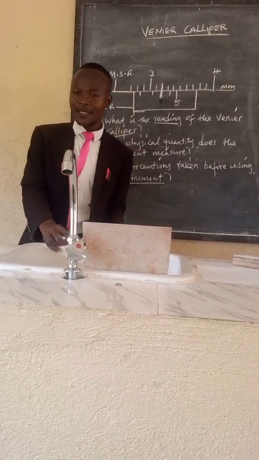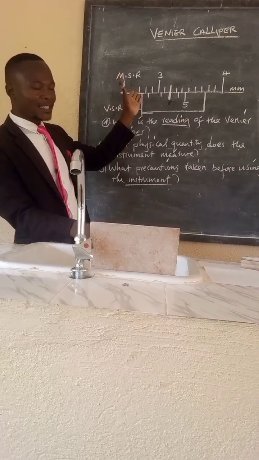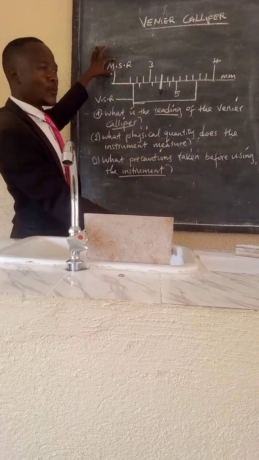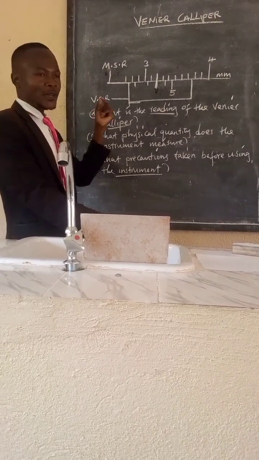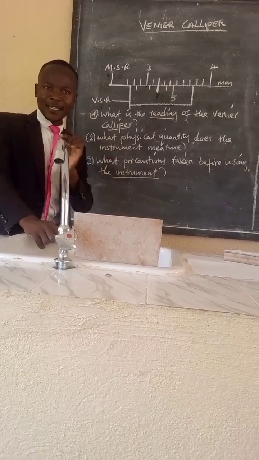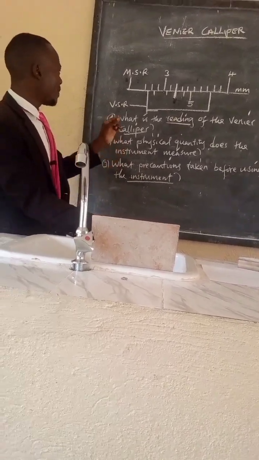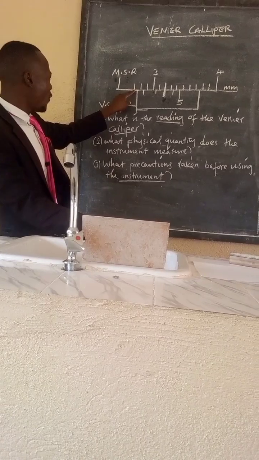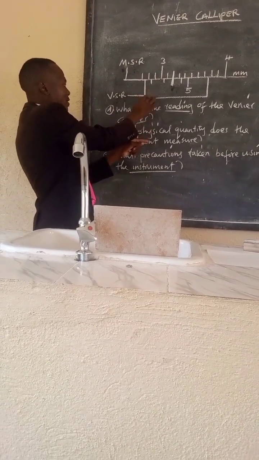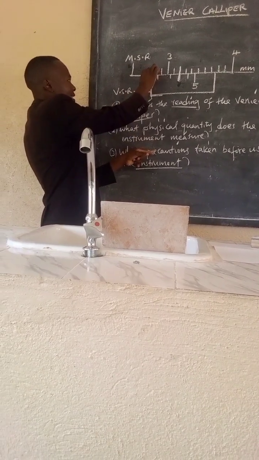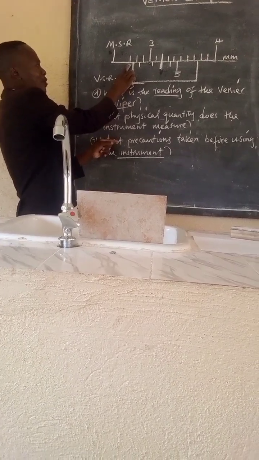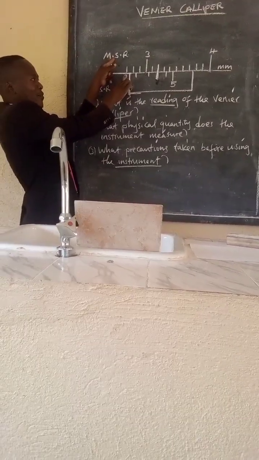You add the reading on the vernier scale and the main scale. So the main scale is the reading which is on top. Now, how do you get the reading on the main scale? We get the reading on the main scale by following this reading which is just before the vernier scale. The vernier scale starts here. The vernier scale is the one down here. So the reading which is before this line is this. So this is the reading which is on the main scale.